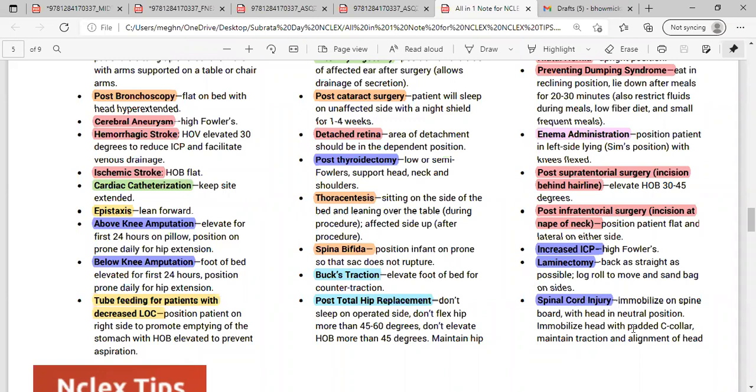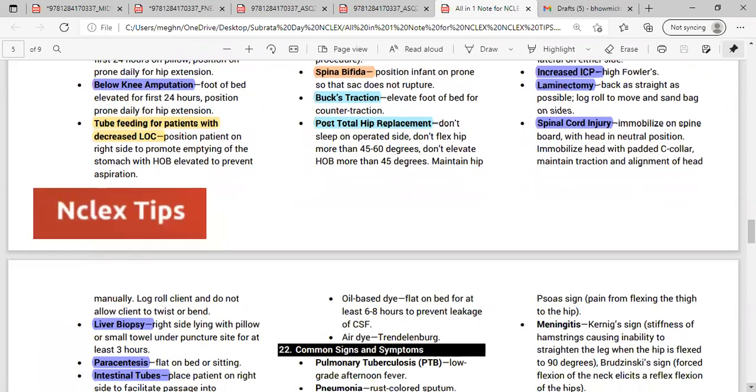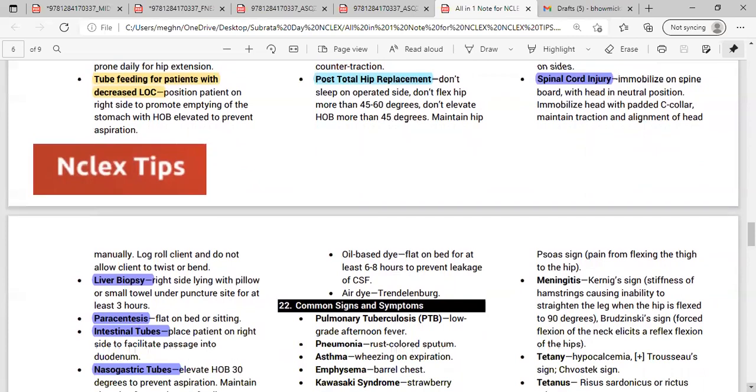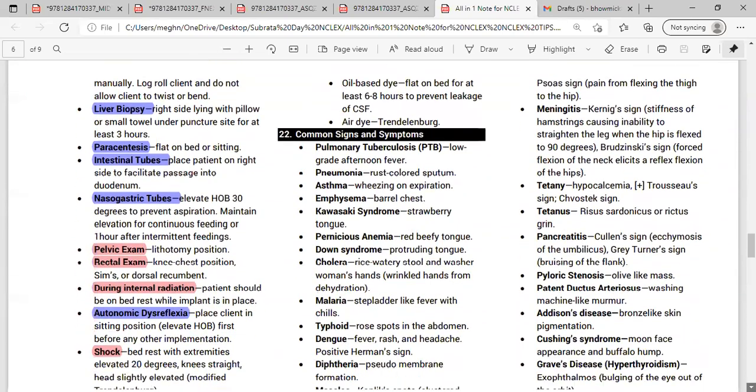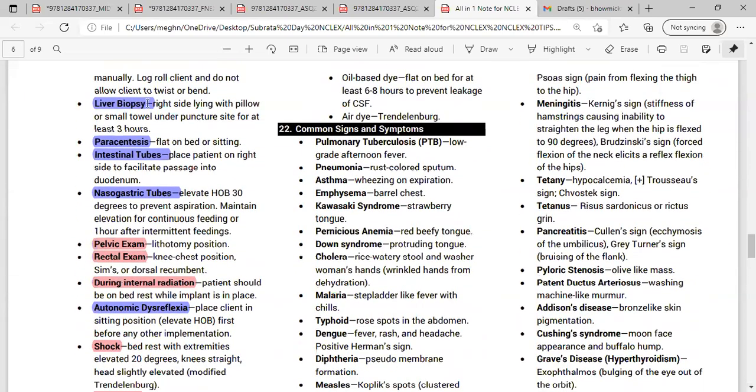Immobilize the head with a padded C-collar. Maintain traction and alignment of the head manually. Log roll the client and do not allow the client to twist, right? In case of a liver biopsy, what should be the ideal position of the patient? Right side lying with a pillow or small towel under the puncture site for at least 3 hours.